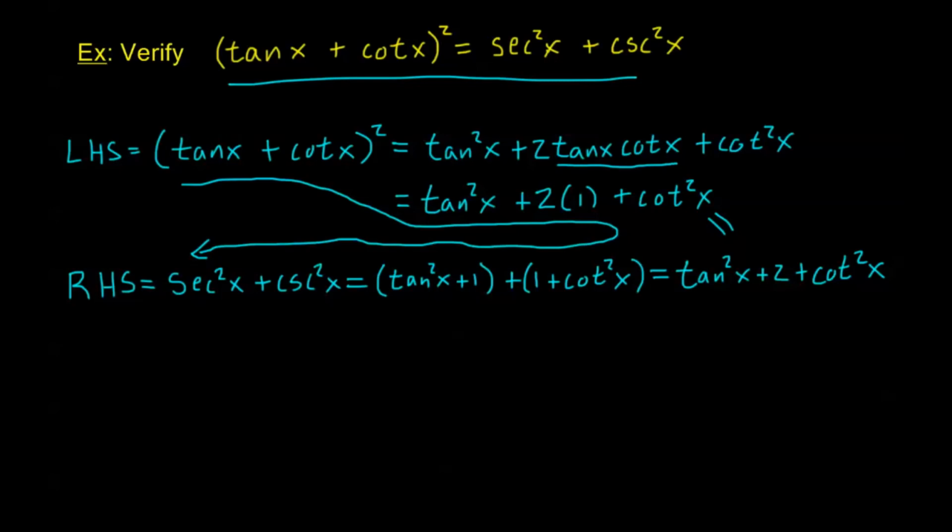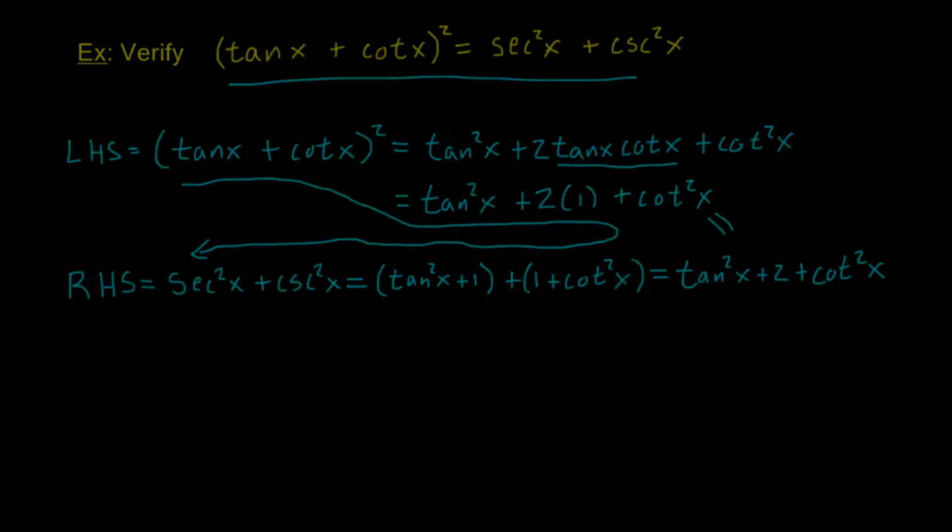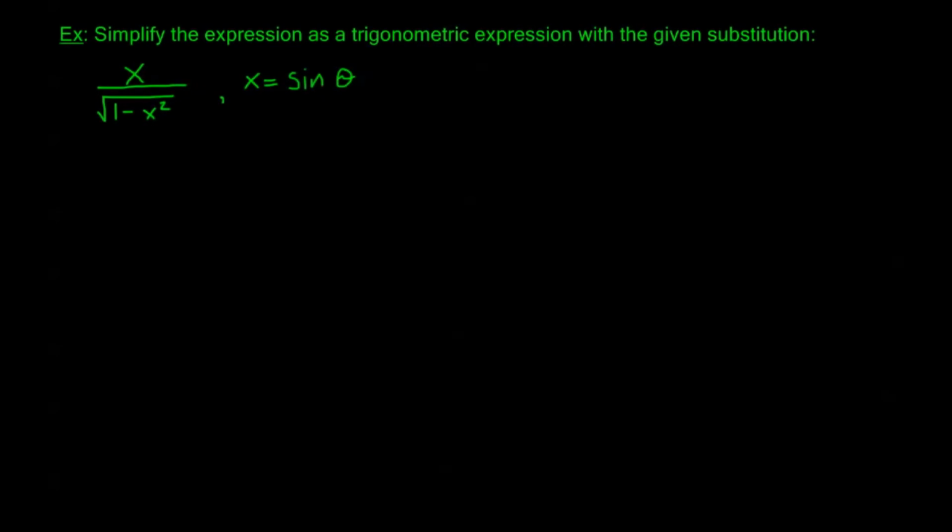Okay, no problem there. Now there's one other type of problem we sometimes see in this section, and that deals with trig substitution. This problem says simplify the expression as a trigonometric expression with the given substitution. So we have this expression, x over the square root of 1 minus x squared, and we're asked to use the substitution x equals sine theta. Now this is very useful in calculus 2.